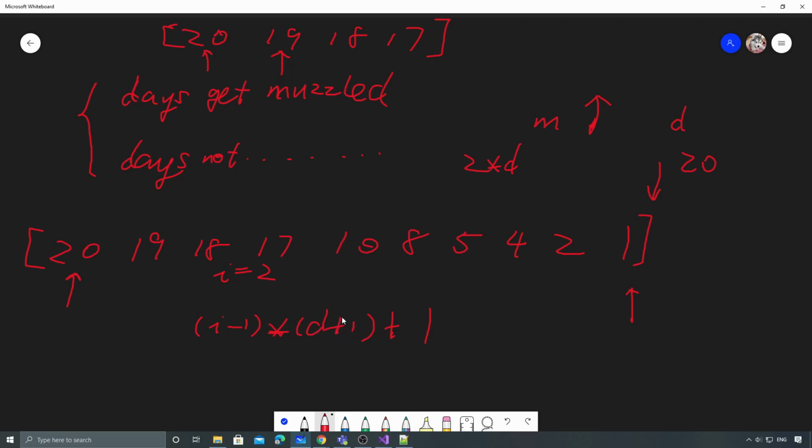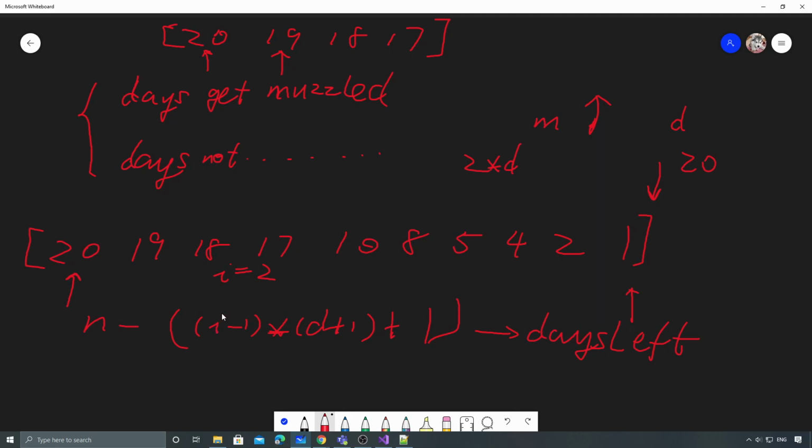So this plus 1 means that we're also counting the current day, including the current day. And then this plus 1 means that the last 20 also counts as 1 day. So here it's not actually the muzzle days, it's just the total days we have used so far. And then if we do n minus this one here, we'll get the days left.